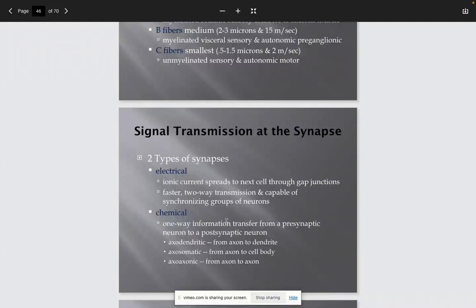And then there's something called chemical, and chemical is probably going to be something a little bit newer for you guys. You may have not heard of this, but chemical is going to be information transfer from a presynaptic neuron to a postsynaptic neuron. And chemical comes in the form of information transfer in terms of a neurotransmitter. So a neurotransmitter is going to be the chemical messenger which is responsible for transferring information from the presynaptic neuron to the postsynaptic neuron. And I'll show you guys this in a picture.